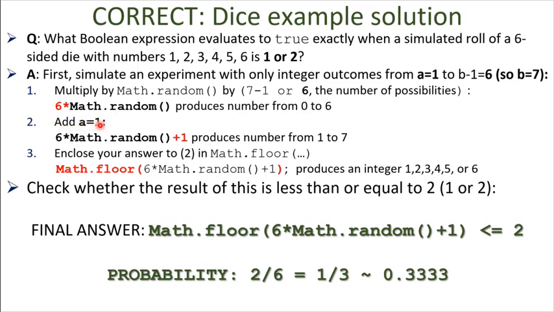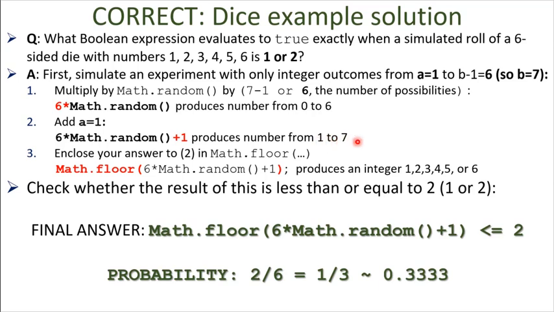So the next step would be to add our A, right? Our A is the lowest integer you can get. That's 1 here. So we add 1, and we get 6 times math.random plus 1, which is now going to produce a random number, or a pseudo-random number, from 1 to 7, right? If 6 times math.random produced 0, then by adding 1 we would get 1. If it produced 6, by adding 1 we would get 7.